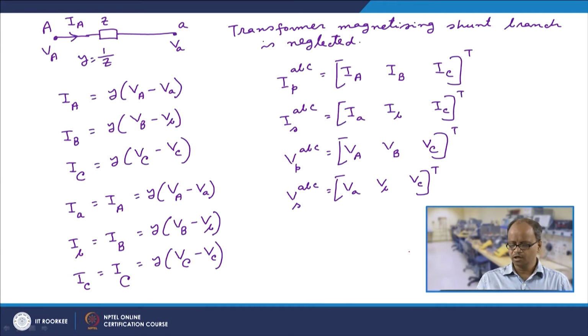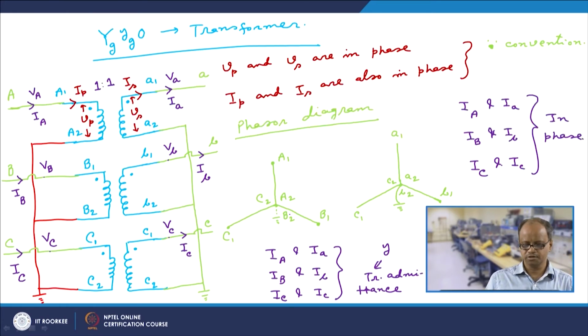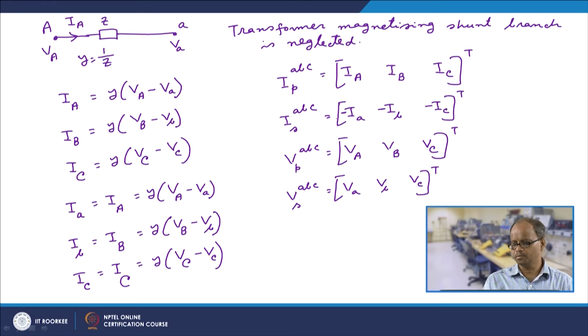So here, to note, this ISABC would be the current entering the transformer. So it would be minus IA, minus IB and minus IC, because in this diagram IA, IB, IC are going out, but for this transformer model they should go into the transformer. So now with this notation, if we write these equations in matrix form, what do we get?